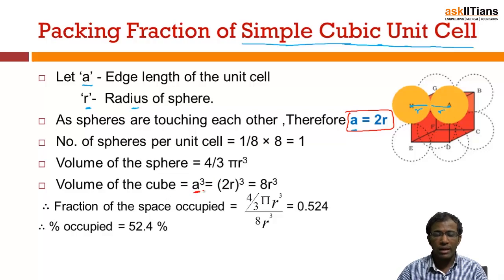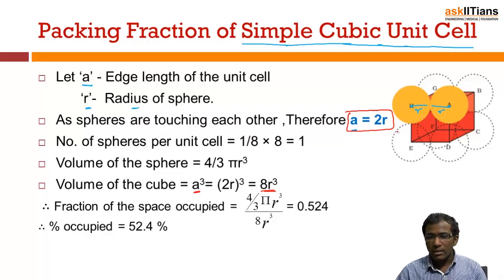A cube, where a is the edge length. So here a is equal to 2r. So (2r) cube, that is 8r cube, is the volume of the unit cell as a whole. But let's calculate the volume occupied by the particles which are present inside the unit cell.